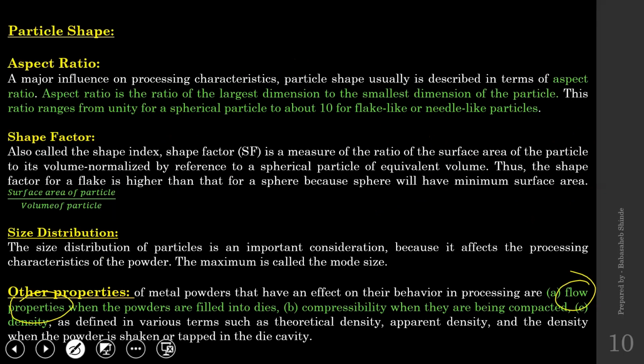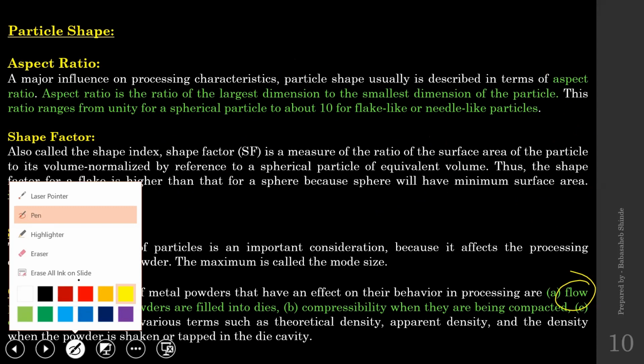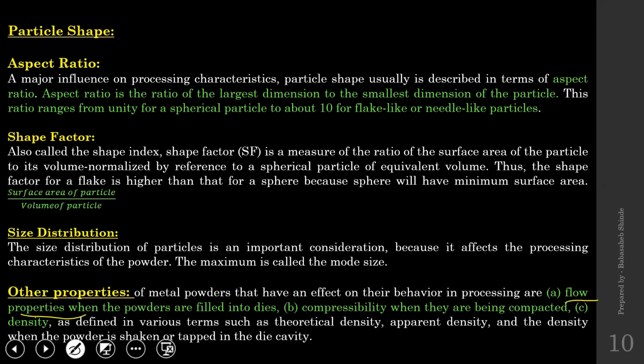If the flow properties are better, then the compaction process will be better. And if the compaction process is better, the distribution of particles will be uniform and density will be maximum. And if you increase density, all the properties of materials are going to improve. So that way the flow properties decide the final properties of the product. Similarly, there is one more property that also decides the final characteristics of the product, and that is compressibility.